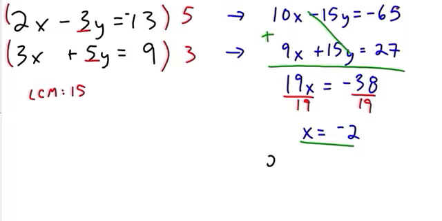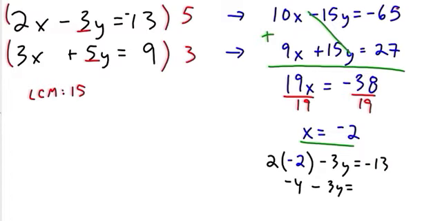So I'm going to say 2 times, and now, in this case, x is negative 2. So 2 times negative 2 minus 3y equals negative 13. This means minus 4 minus 3y is negative 13, which means minus 3y is minus 9. If I divide by 3 on both of these, then I'm going to get my answer, y equals negative 3.